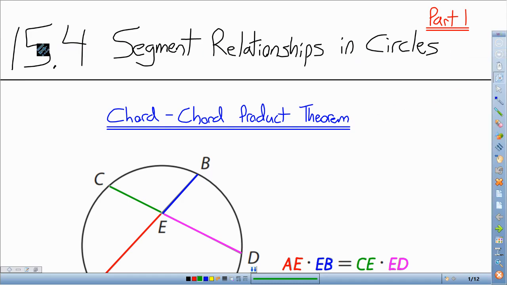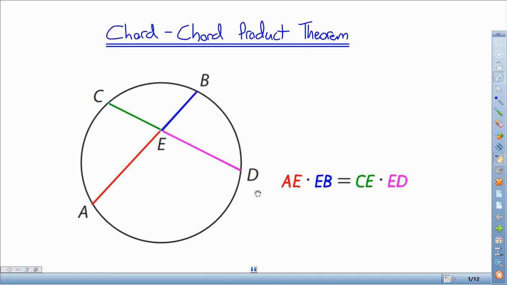Real quick, go ahead and get the title, and then I'll scroll down for this. Okay. So the chord-chord product theorem. Here's what it looks like. I've color-coded the formula, and the chords that are being used. Go ahead and copy this. If you have colored pencils or markers, you might want to use them, and then I'll show you what's going on.